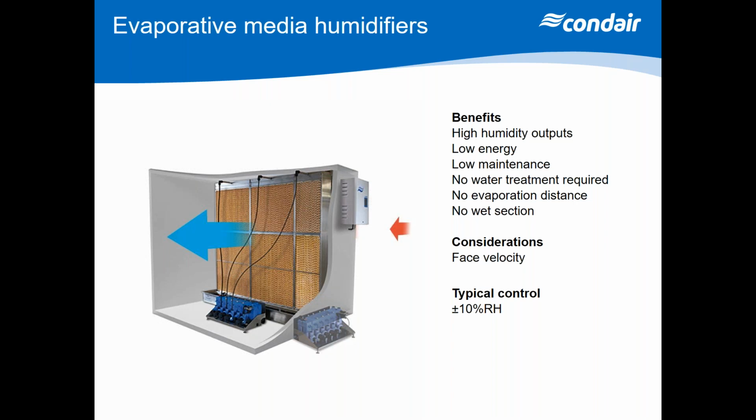We do have to be aware of face velocities. Now, a standard unit will take a face velocity of 3.5 meters a second, and with an eliminator on the front, we can go up to a velocity of 4.5 meters a second. Now, very typically, cooling coils, etc., in air handling units are sized on 2.5 meters a second, so you'd imagine that you wouldn't have a problem.